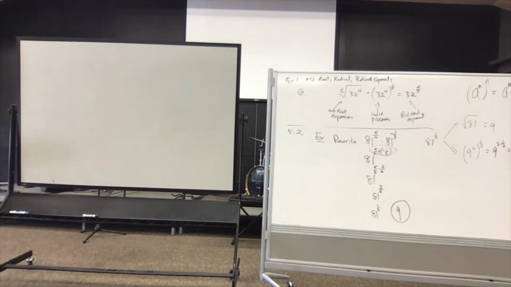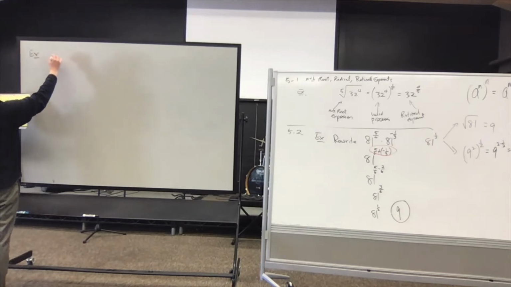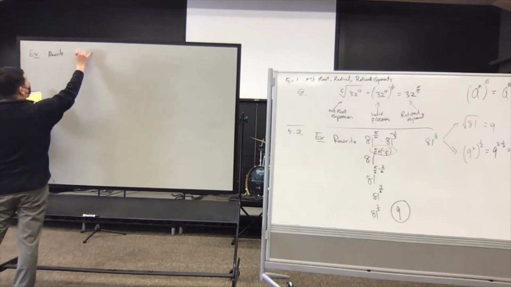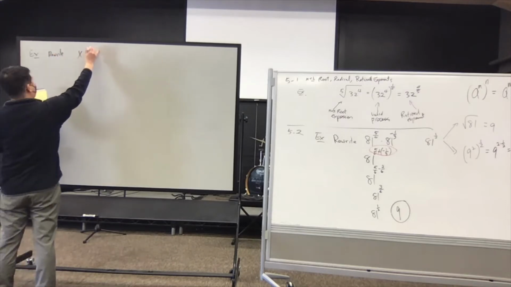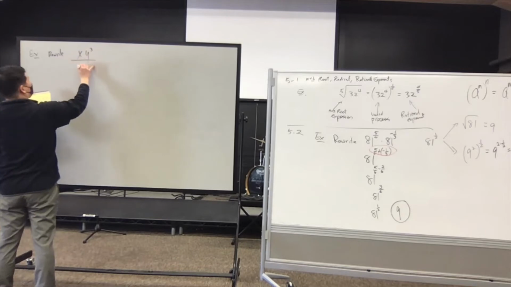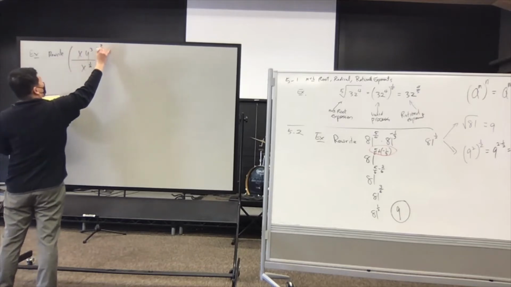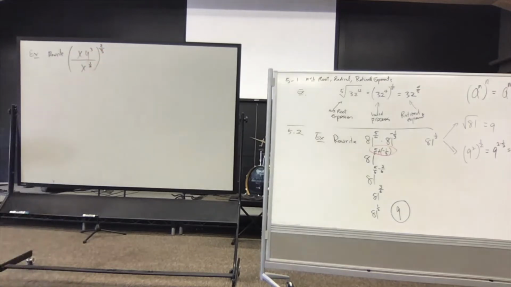All right. Give you another one. We write x y to the third power over x to the 1/2, the whole thing to the third power. All right, go. 60 seconds first, and I'll come around.